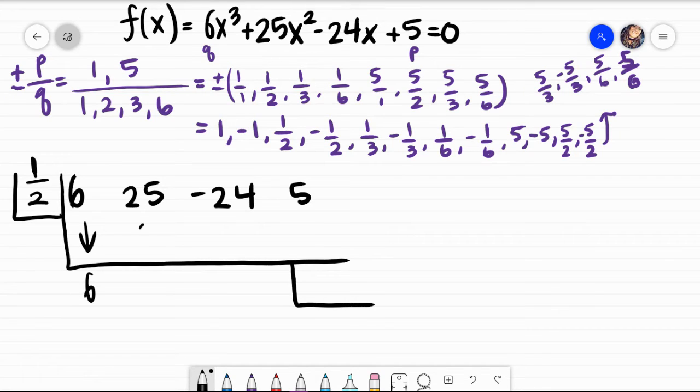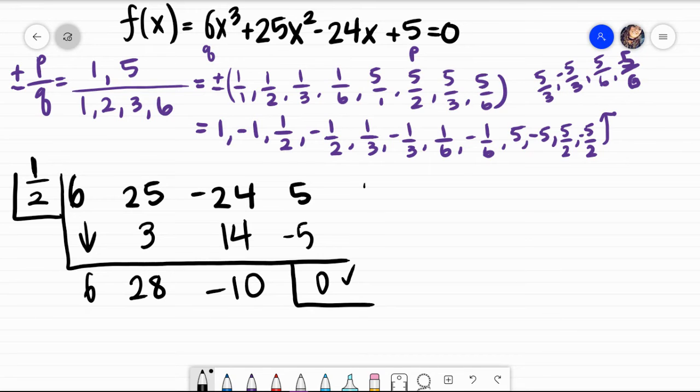6 times 1/2 would give me 3. And then I combine 25 and 3, and that is 28. Multiply by 1/2, I would get 14. Combine, I get -10. It just worked out, y'all. And then if you do -10 divided by 2, you get 5. Signs are different, so it's negative 5. Y'all right here gave me a 0.